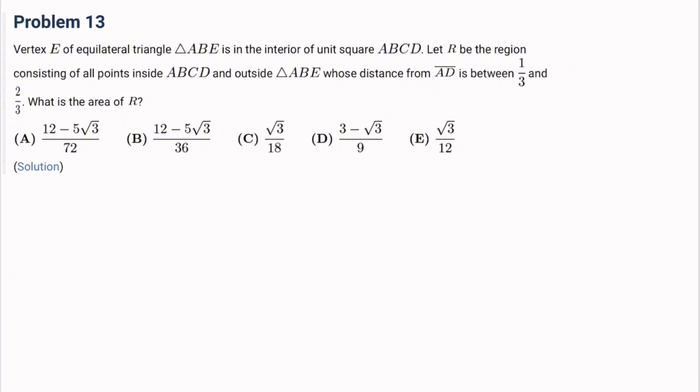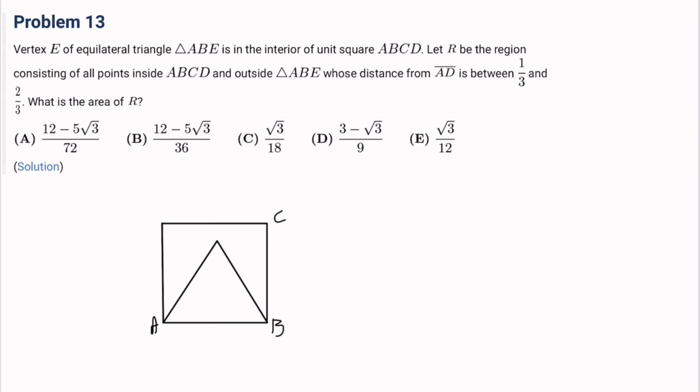Okay, so if we draw this out like that, this is A and this is B, this is C and this would be D, right? And so we want the distance from AD to be between 1/3 and 2/3, so those lengths would be 1/3 over here, and 2/3 over here. If we move this a little bit closer, it will be more accurate, like that, right? So this is 1/3, this is 2/3, and so we want that total area.